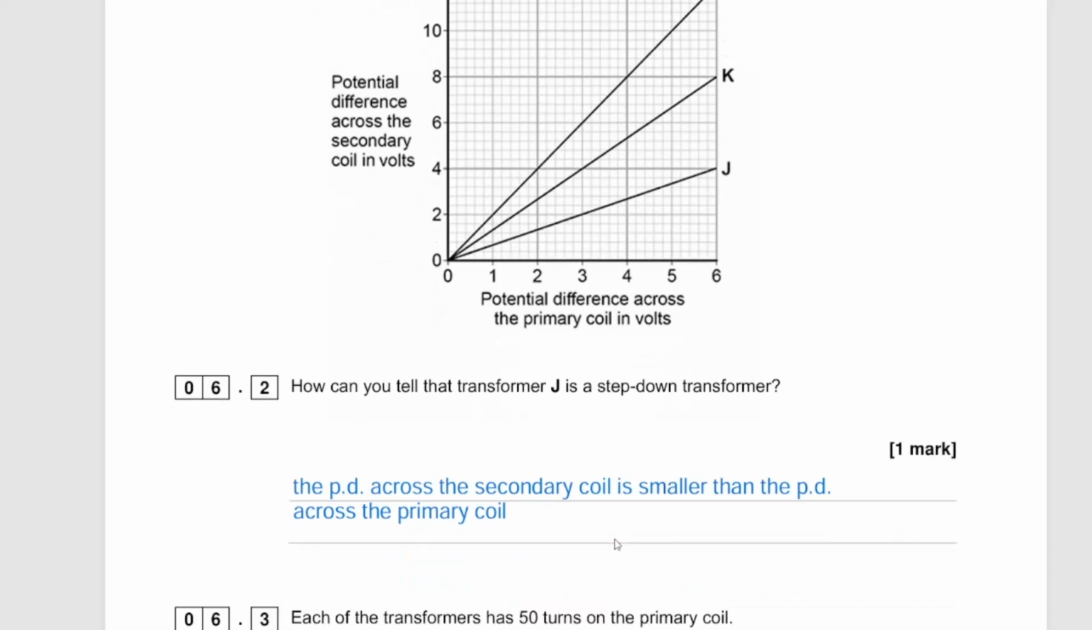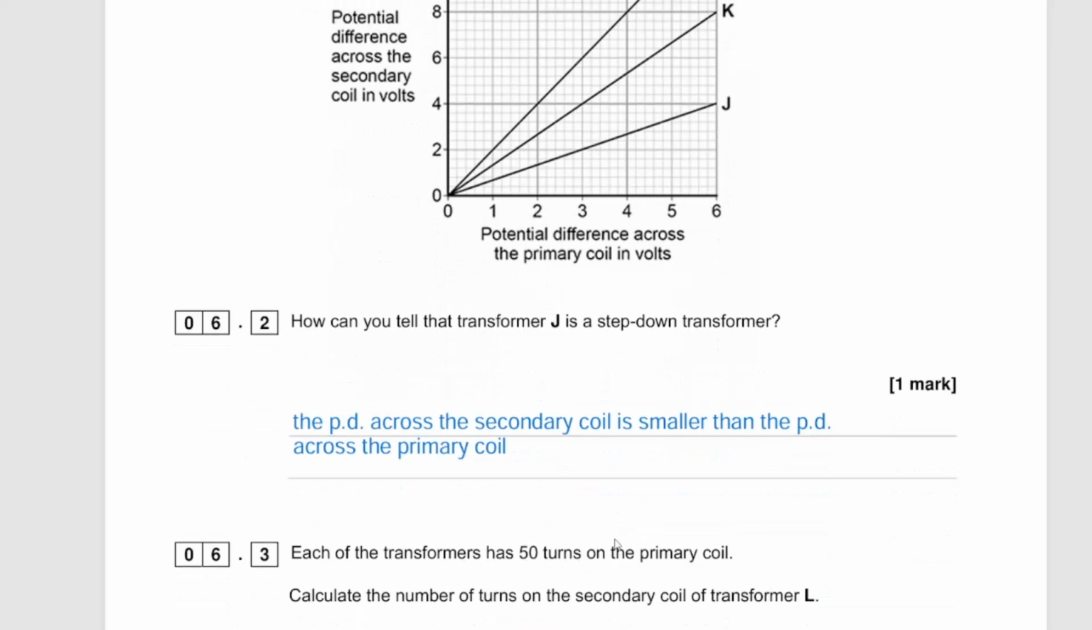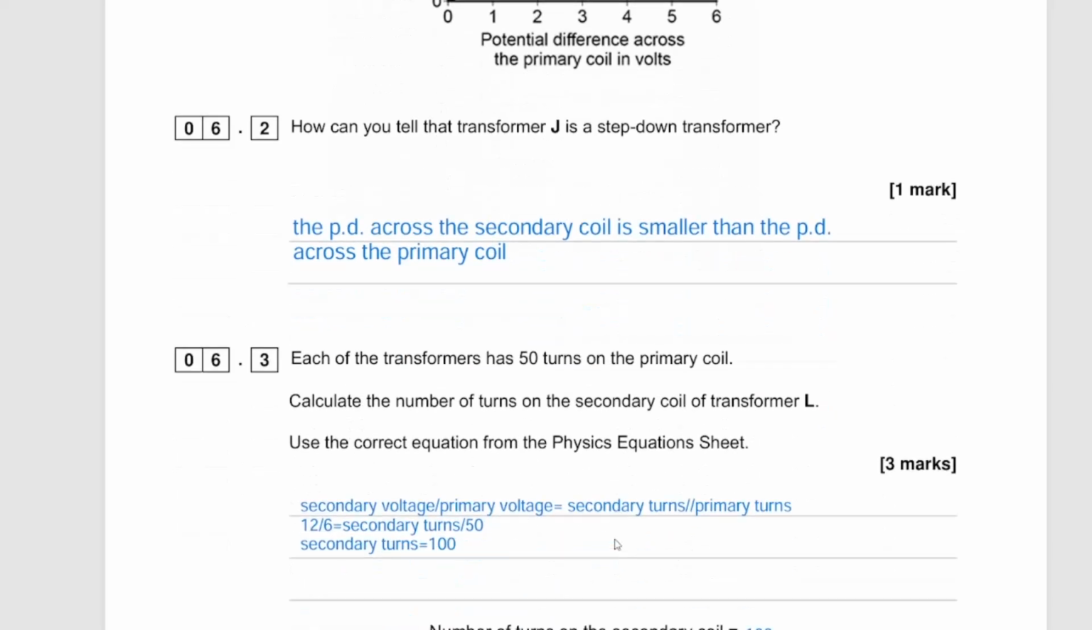And then for 6.3, we're told that each of the transformers has 50 turns on the primary coil. Calculate the amount of turns on the secondary coil of transformer L, and we're asked to use the correct equation from the physics equation sheet. Now, secondary voltage over primary voltage is equal to the secondary turns over primary turns.